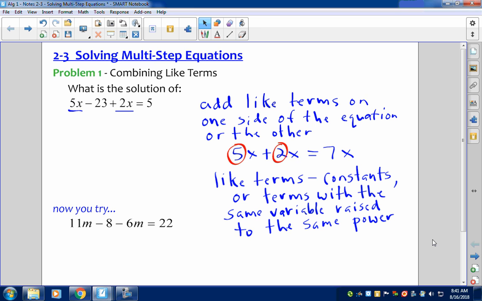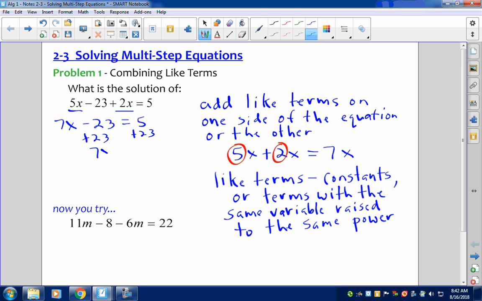So let's go ahead and add the like terms. 5x plus 2x is 7x minus 23 equals 5, and now I'm right back where I was on the two steppers, right? I have this x term plus or minus something. What do we do to each side first? Add 23. So we have 7x equals 28. And then the second step is the division. So divide by 7 on each side, x equals 4.